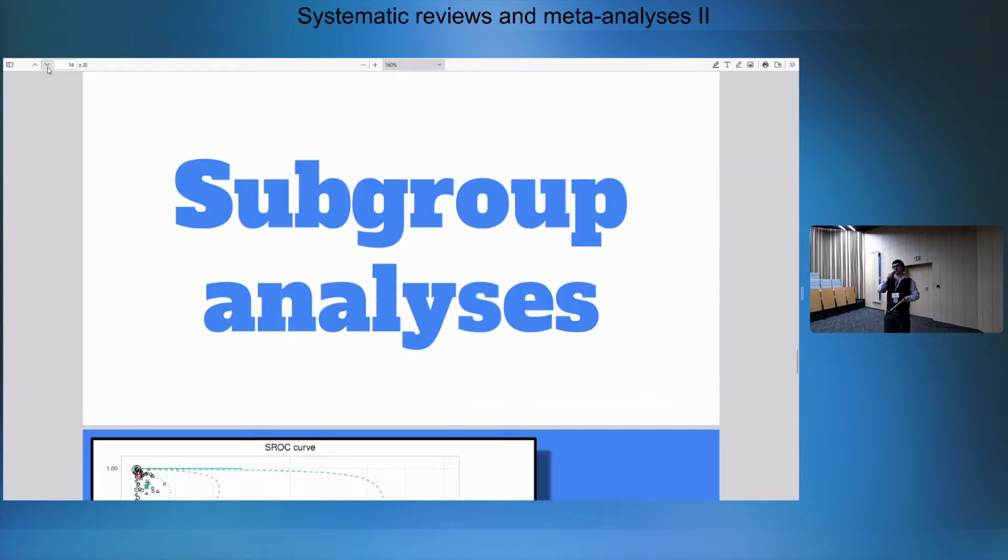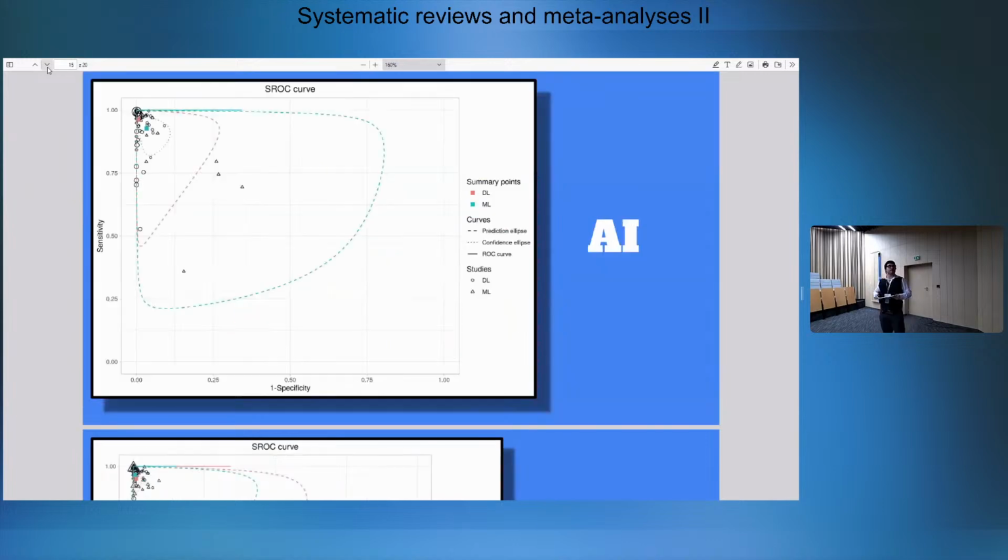We have also performed a subgroup analysis to further explore the performance of algorithms related to the diagnosis of retinal detachment. According to the classification of artificial intelligence, deep learning methods showed superiority to the standard machine learning algorithms.